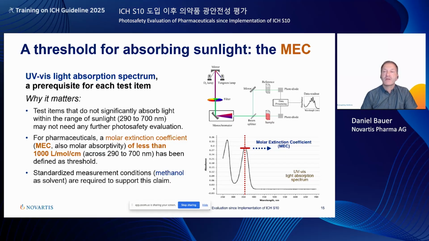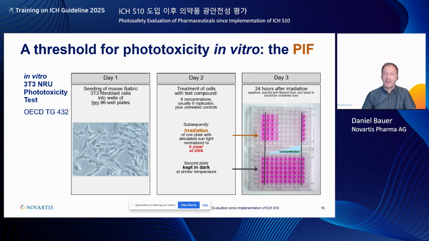you have to continue. So another quantitative endpoint, not just the MEC value, but also the PIF value. It's about the in vitro 3T3 neutral red uptake phototoxicity test. So I'm not going into details of this test. There is an OECD guideline for this. It has been described a lot in literature. But this is the main principle. It's a 3-day test in the lab.